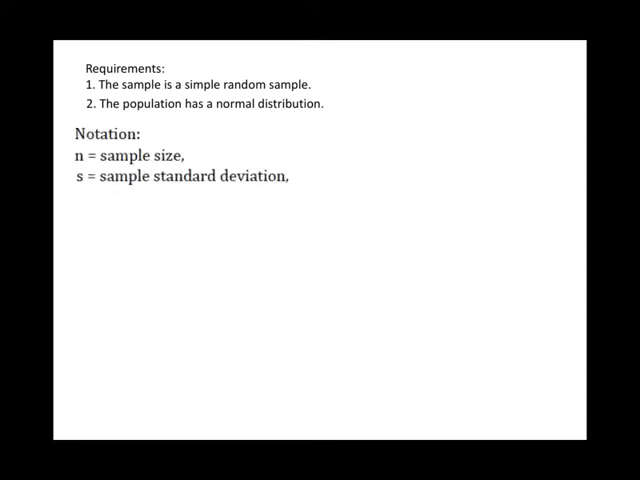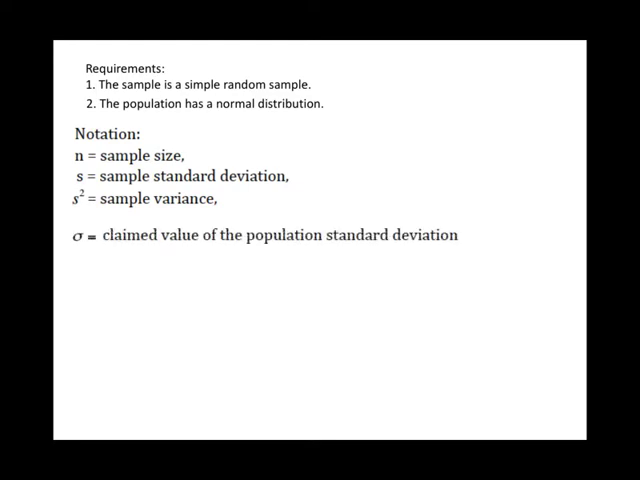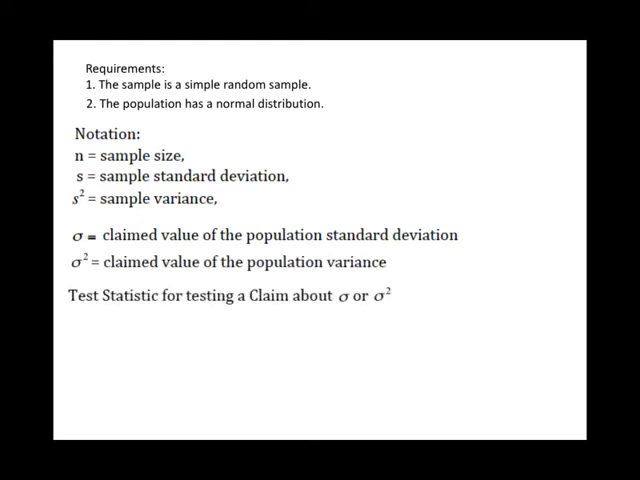Okay, look at the notation. n is the sample size, s is the sample standard deviation, and s squared is the sample variance. Sigma is the population standard deviation, and sigma squared is the population variance. Then we have the formula for the test statistic. You can see there's a chi-square, which means we're going to use the chi-square distribution, and the degrees of freedom will be n minus 1.